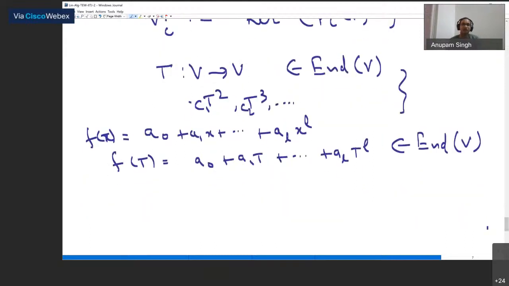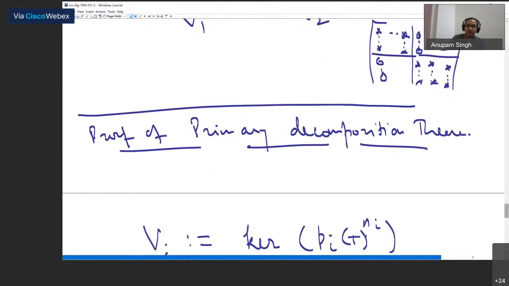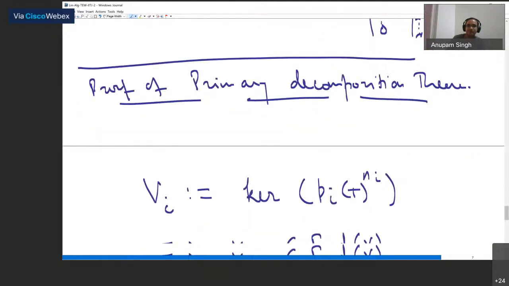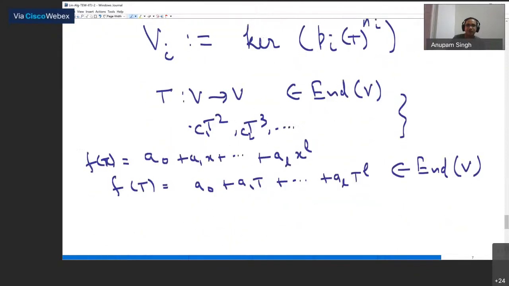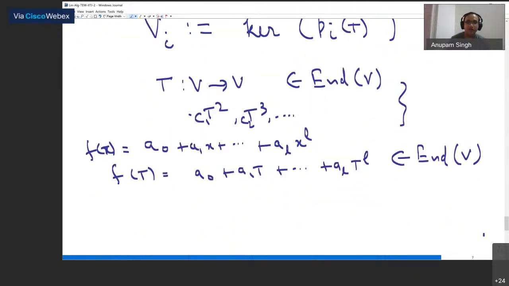So this makes sense, and hence it's a linear transformation. And once I have a linear transformation, I can try to take the kernel of that, right? So that is how the Vi makes sense. I hope this idea is clear. That pi(T) is a similar thing you do when you state the Cayley-Hamilton theorem, right? You have a polynomial, and in that polynomial you substitute a linear transformation or a matrix and say that the whole thing becomes zero. So that is what it means.